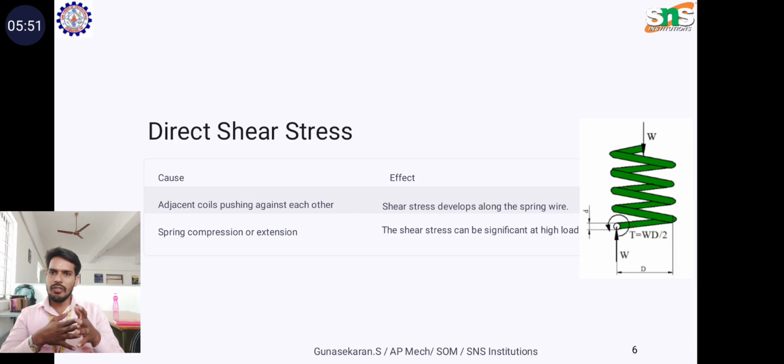With coil support and spring compression or extension, the shear stress can be significant at high load. Also, regarding the impact on performance, excessive shear can lead to material fatigue, reducing spring life and even causing failure if the stress exceeds the material shear strength.